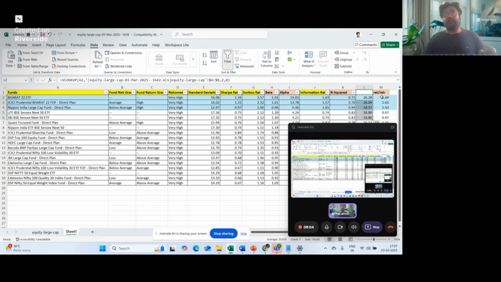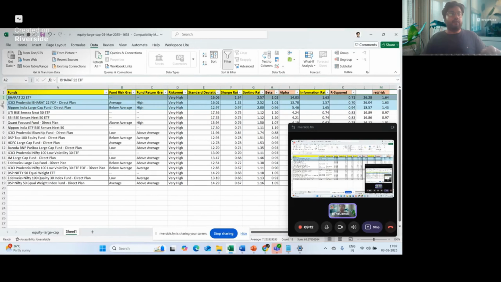Then I've calculated returns per unit risk, just to show you that if we are taking 1 unit of risk by investing in this fund versus 1 unit of risk by investing in this fund, what are the returns that we are getting per unit of risk that we are taking. So here obviously you're seeing that the returns you're getting per unit of risk is more for Bharat 22 ETF, which is a good thing, right? You should be getting more returns per unit of risk that you are taking, right?